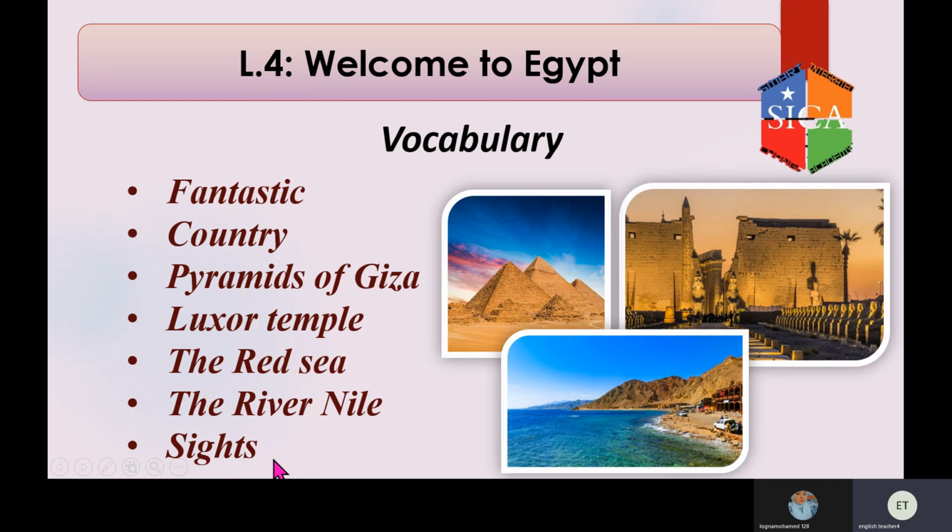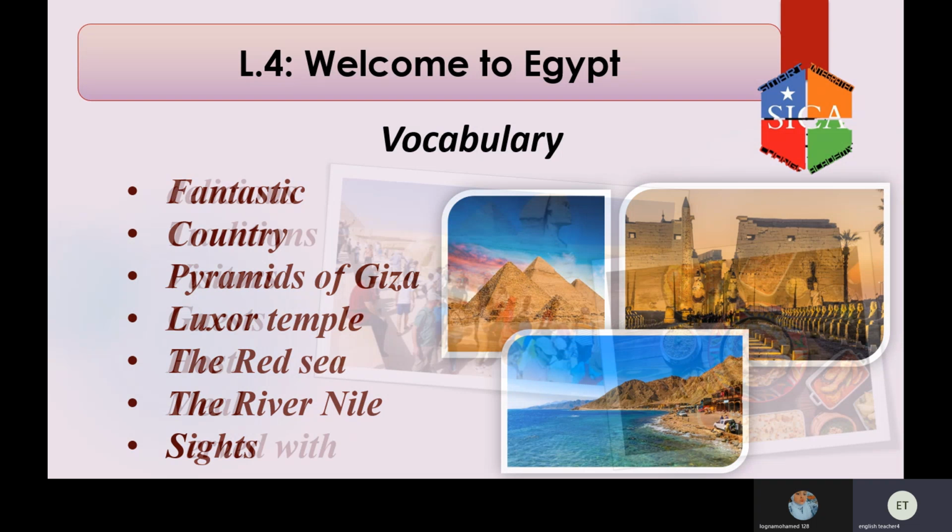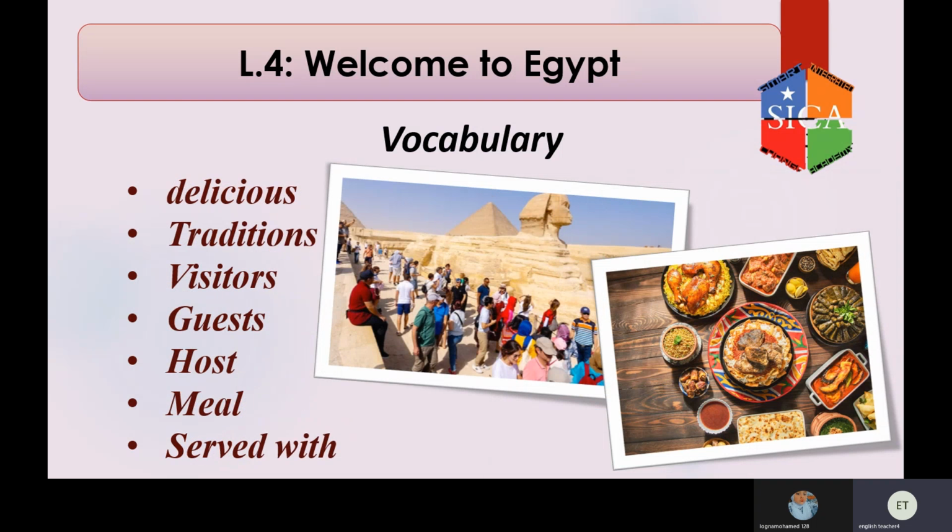And the word sites. Do you know what is the meaning of sites? No. Okay, sites are places where you can go to visit. So the Pyramids of Giza, Luxor Temple, the Red Sea, the Egyptian Museum, all these places are sites in Egypt, okay? Like معالم سياحية? Yeah, exactly.